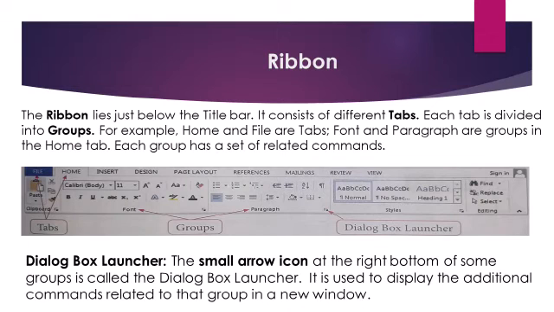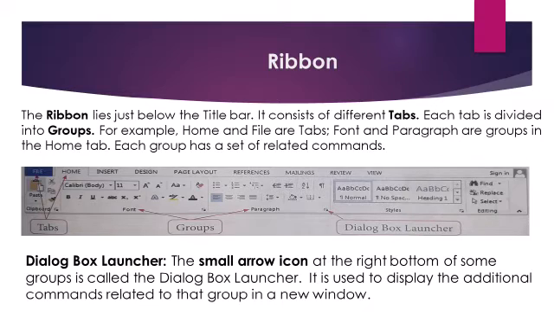The next is ribbon. The ribbon lies just below the title bar. It consists of different tabs. Each tab is divided into groups. For example, home and file are tabs. Font and paragraph are groups in the home tab. Each group has a set of related commands.